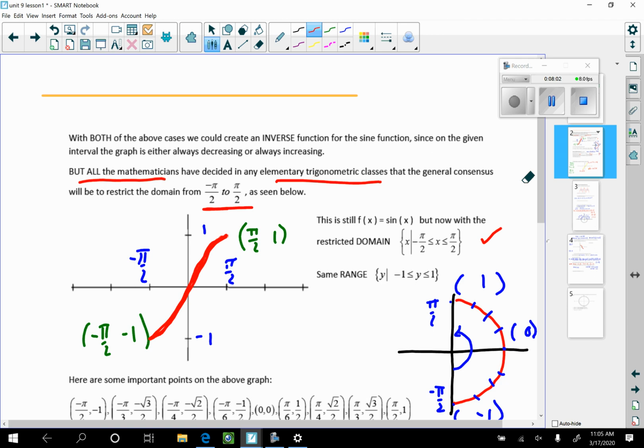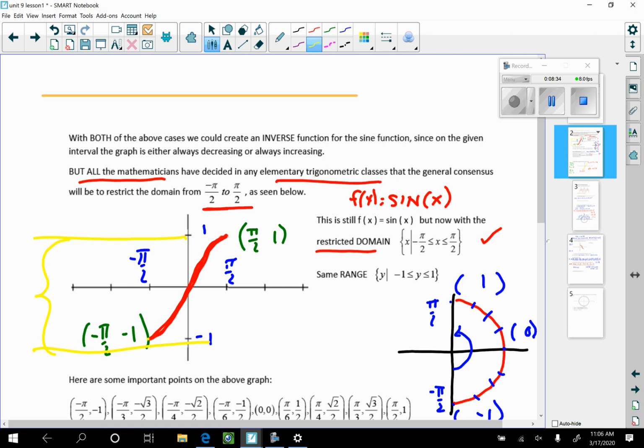Keep in mind, some books even denote this new sine function and they capitalize sin, and say, hey, we have a special one. We're not going to do that. We're just going to say, hey, we're going to restrict the domain to -pi over 2 to pi over 2. What's going to be the range? The range is going to be the same thing, from -1 to 1. So the range is absolutely the same. The outputs are still going from -1 to 1.